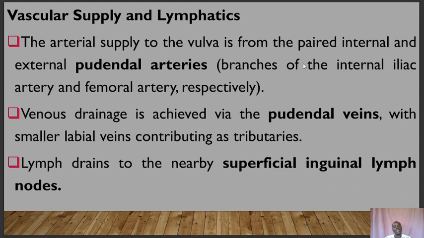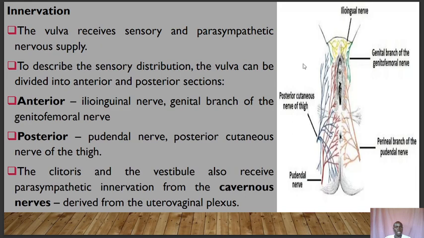When you look at the venous drainage, this is normally achieved by the pudendal veins, with smaller labial veins contributing as tributaries. Lymph drains into the nearby superficial inguinal lymph nodes, adding to the venous drainage. In terms of nerves and innervation, the vulva receives sensory and parasympathetic supply.